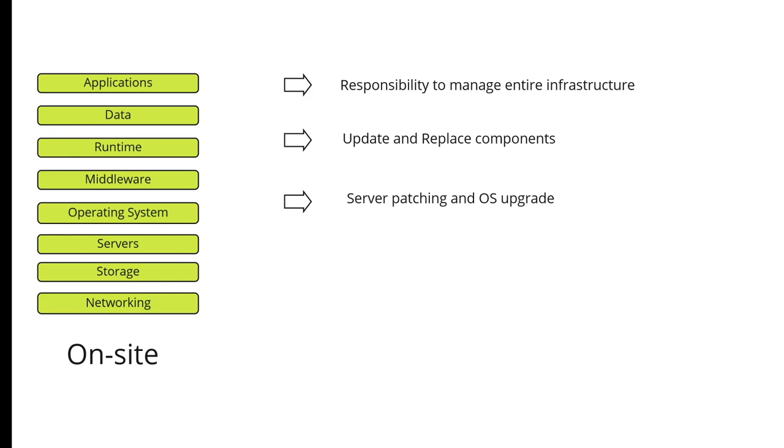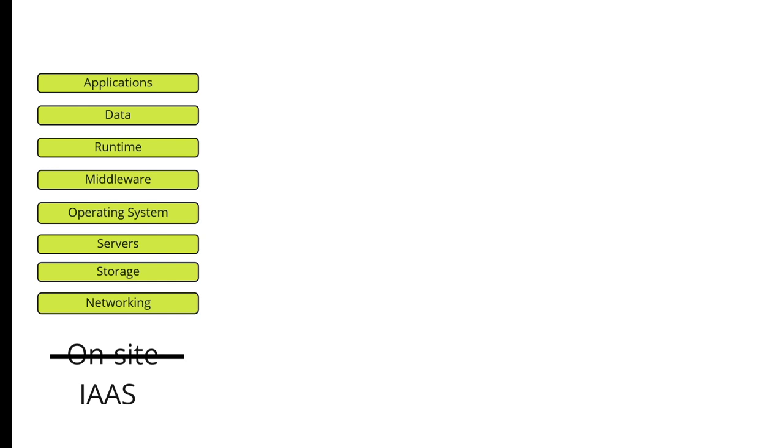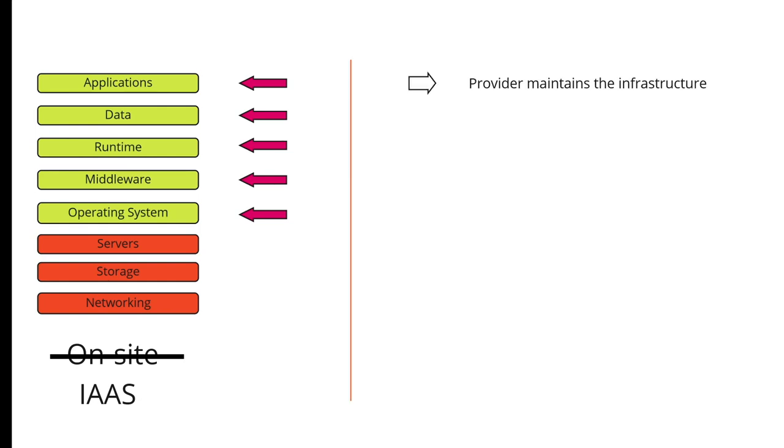So how do infrastructure as a service, platform as a service and software as a service replace these conventional data center hosting concepts? Let's talk about that. In infrastructure as a service, we have applications, data, runtime, middleware, and operating system that have to be managed. Backend infrastructure like servers, storage, and networking are managed by the cloud service provider. So the provider maintains the entire infrastructure for servers, storage, and networking. Customers have virtual access to these components via API or web interface.